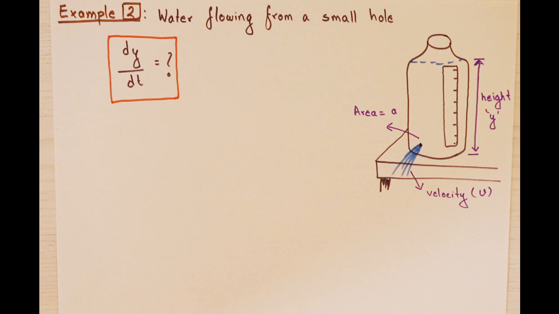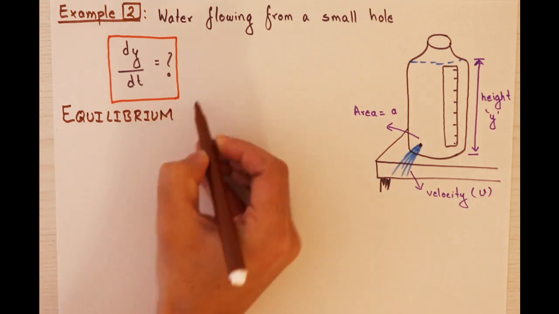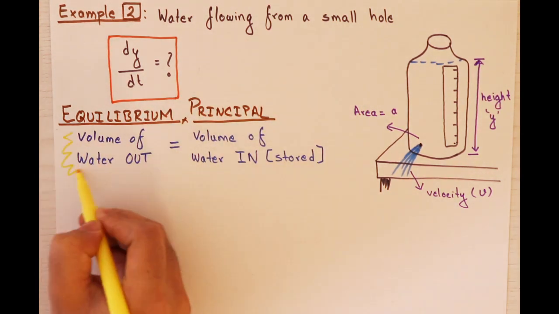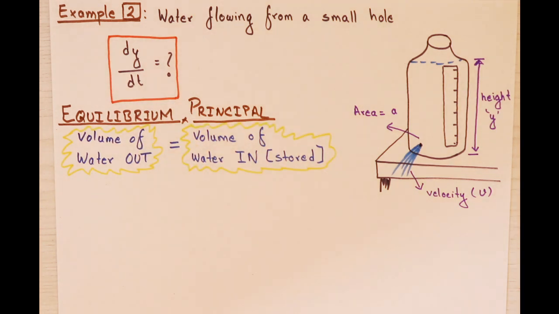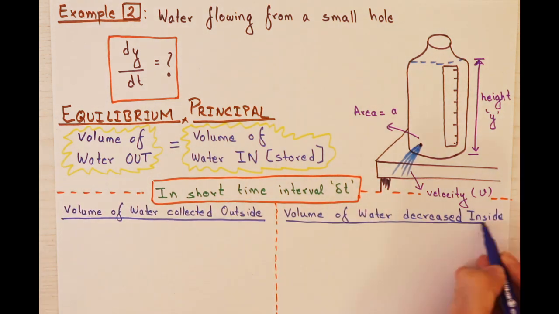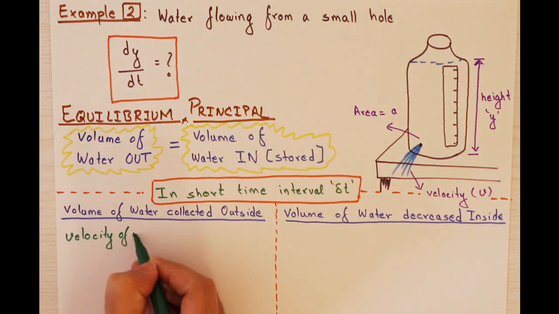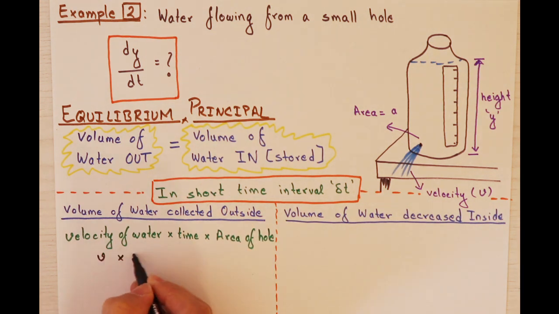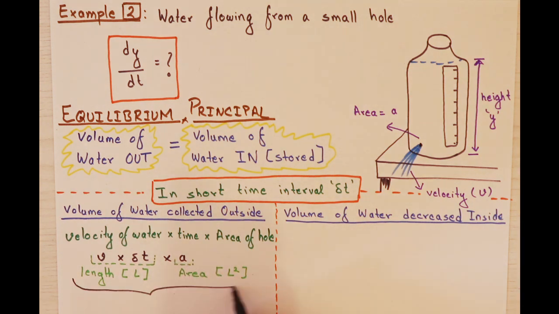In order to use the principle of equilibrium, let's see what is in balance here. That is, the volume of water exiting outside is in balance with the volume of water stored inside the bottle. In a short time interval del t, the volume of water exiting outside is equal to the velocity of water times the time interval times the area of the hole, that is v times del t times a. The best way to check any new expression in physics is by checking the dimension. For our case, it has a dimension of volume, so this indeed represents a volume.